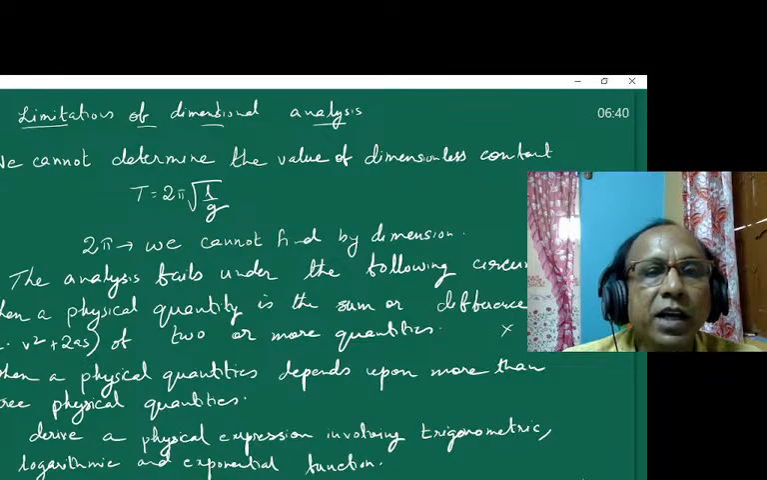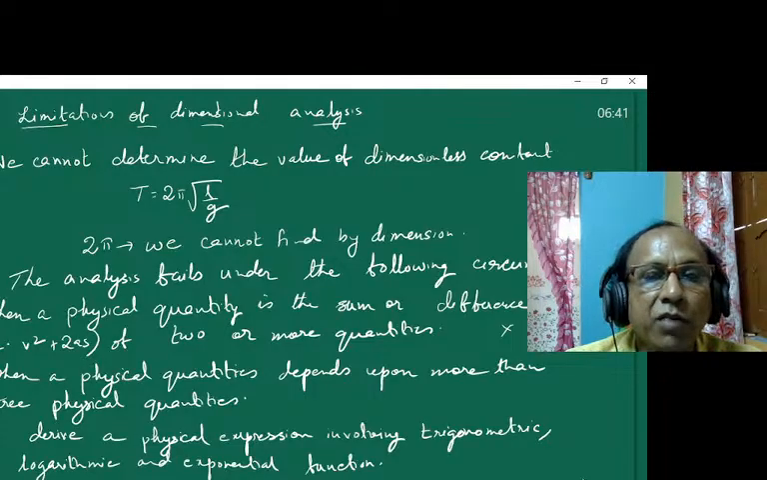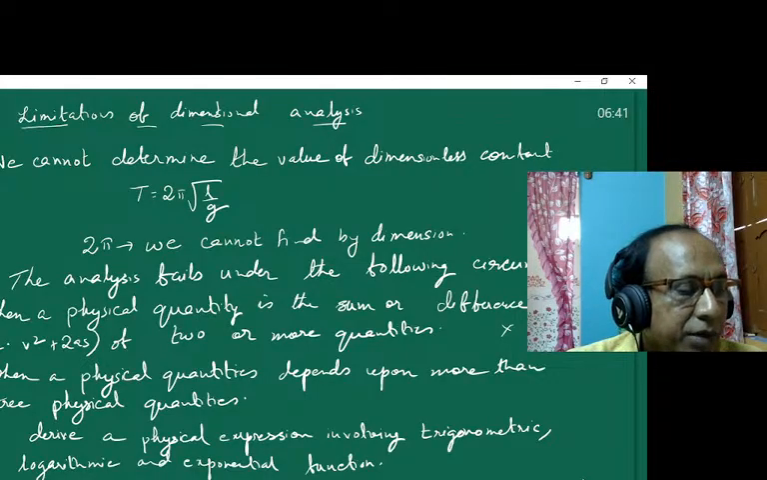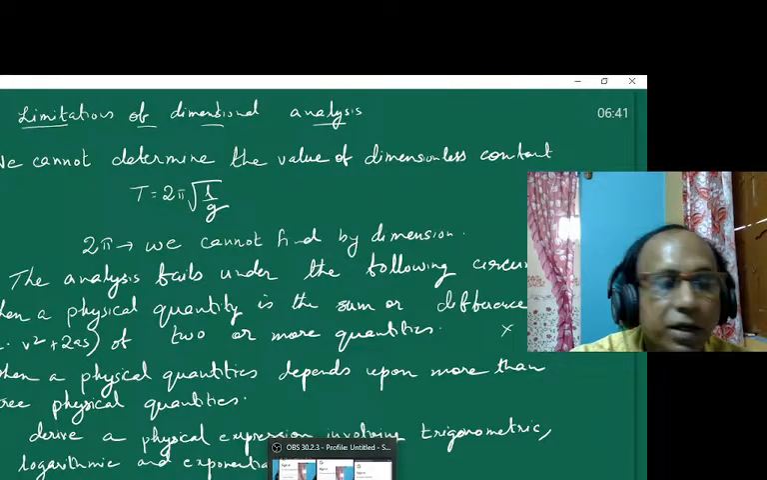Number 2, the analysis fails under the following 3 circumstances. Number 1, when a physical quantity is the sum or difference of 2 or more quantities, the analysis fails. Number 2, when a physical quantity depends upon more than 3 physical quantities, the analysis fails. And number 3, to derive a physical expression involving trigonometric, logarithmic, and exponential functions, it also fails. So these are the various limitations you can find.